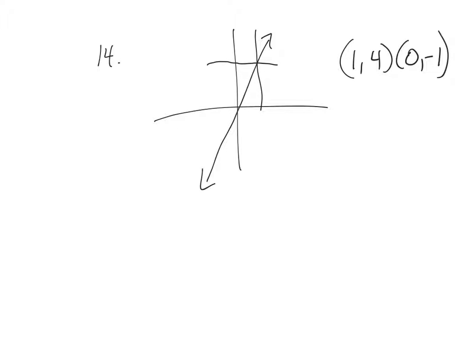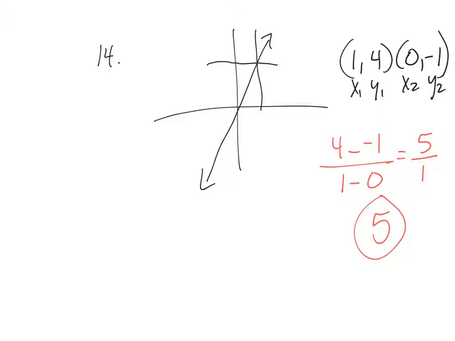You go left or right first, then up and down. And that would be your x1, y1, x2, y2. And so we have 4 minus negative 1 over 1 minus 0, and we get 5 over 1, which is 5. Can't you also do the... So there's another way to do it.